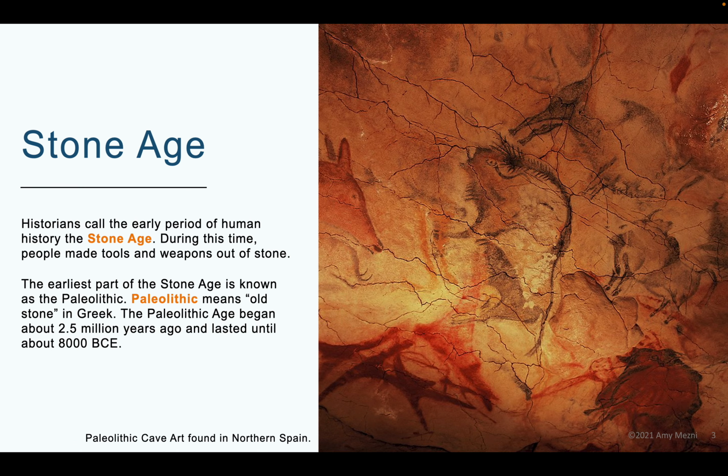So the Stone Age. They call this time period the Stone Age, and this is where people are making tools and weapons out of stone. The early part of the Stone Age is known as the Paleolithic, and in Greek that means old stone. The Paleolithic age starts about 2.5 million years ago and lasts until about 8,000 BCE.